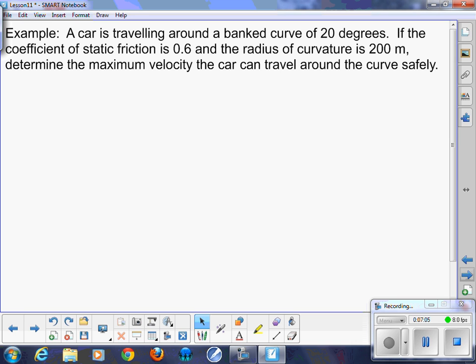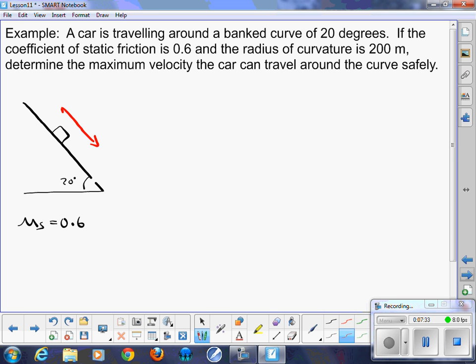Okay, so let's talk about a car traveling around a banked surface. So here's my surface. There's my 20 degrees. Here is my car. Make it a block. Coefficient of static friction, so mu s is 0.6. Why are we given static friction? Well, the car is moving, you say, but the car is moving into the page. It's not moving side to side.